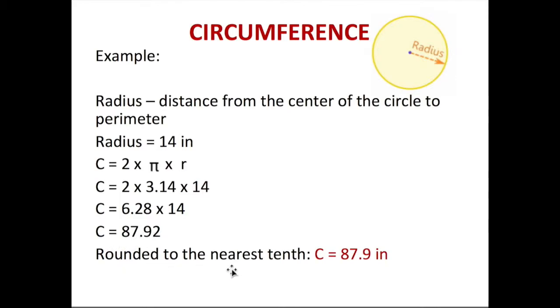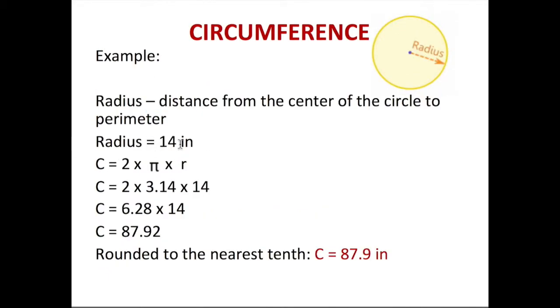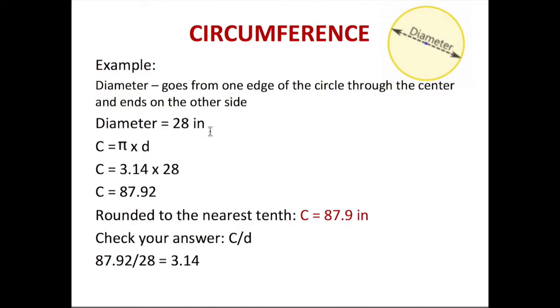Then we can round it to the nearest tenth, or whichever is easier. I'm going to round to the nearest tenth, which gives you C equals 87.9 inches for that circle. So let's do the same circle but using the diameter. So we know that the diameter is the radius times 2. So 14 times 2 will give you 28.